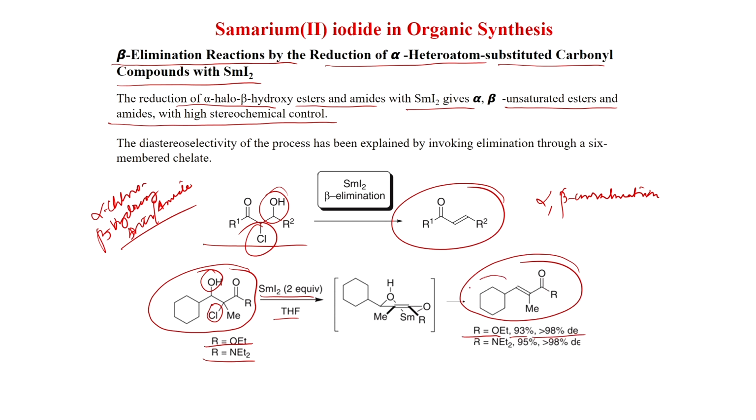So, here this cyclohexyl and this ester motif are trans. So, this product is trans. Also with amide you can get similar yield and similar diastereomeric excess greater than 98%. So, what is the possible reason for this high diastereomeric excess? You can get this half chair form and this chair form actually of this one.